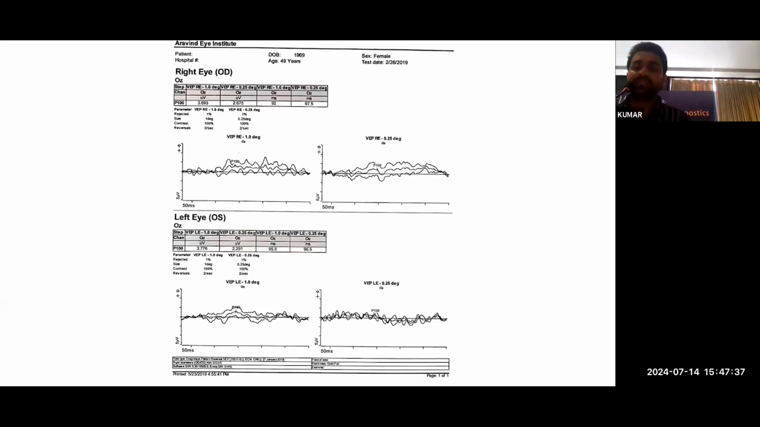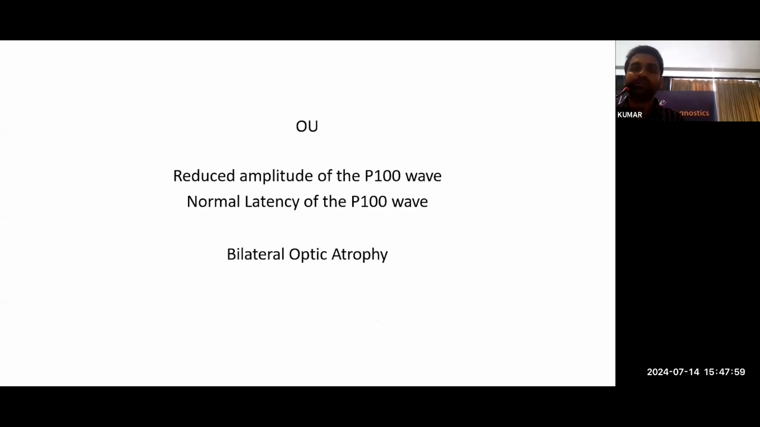So this is the next VEP report, the right eye and left eye. The right eye's P100 latency is about 97.5 milliseconds and left eye is 96.5. The amplitude in the right eye is about 2.6 and left eye is 2.2. So in this report, the P100 latencies are normal, but in both eyes, the amplitude of P100 is reduced. We need to correlate clinically and identify what type of optic nerve pathology it is. It could be a toxic, traumatic, or ischemic optic nerve disease.